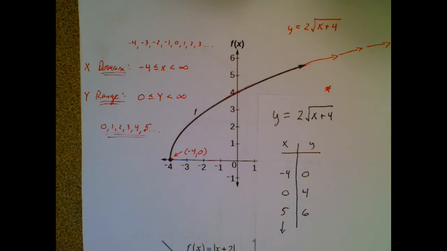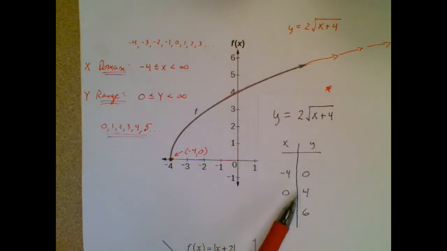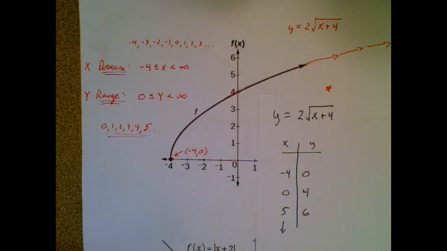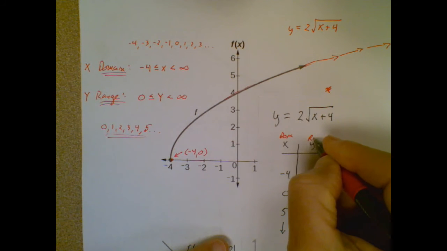And before we move on to the next example, we're talking about -4 being the last x value on the left that would work. I made a simple t-chart, input-output chart here. Of course, I could call this the domain and this the range.